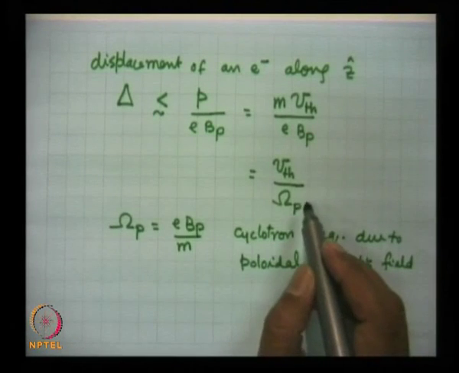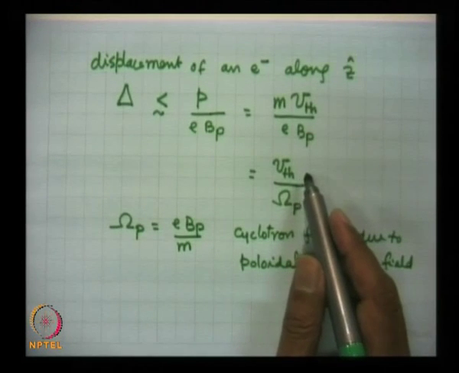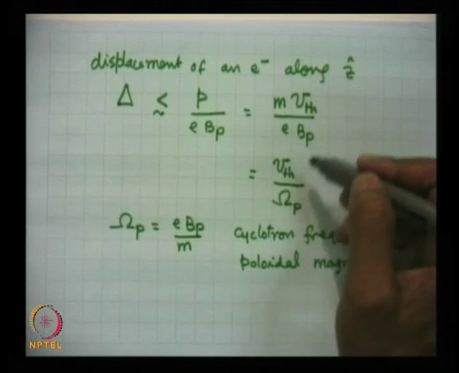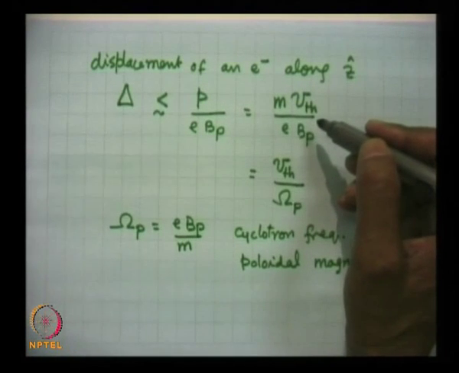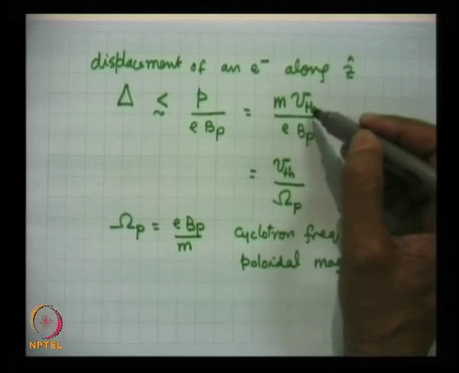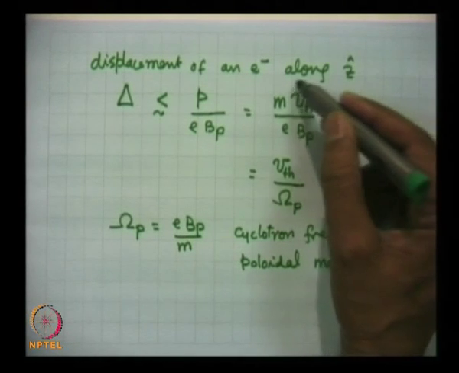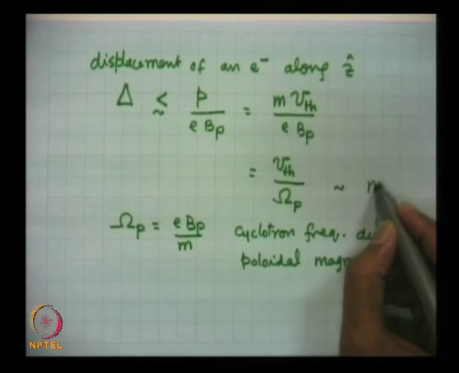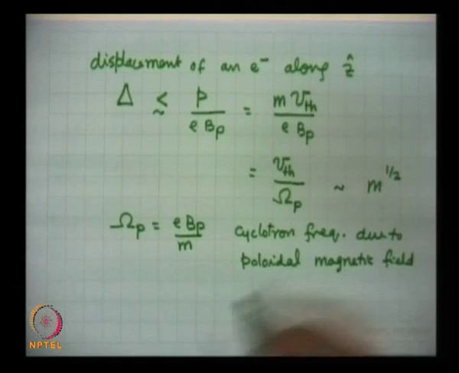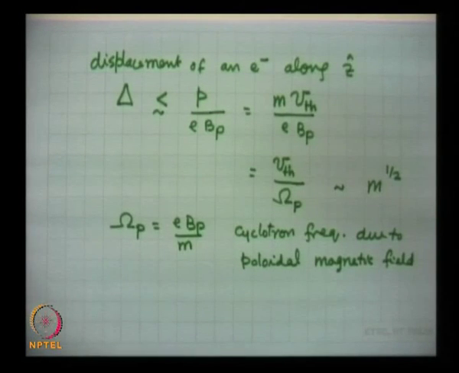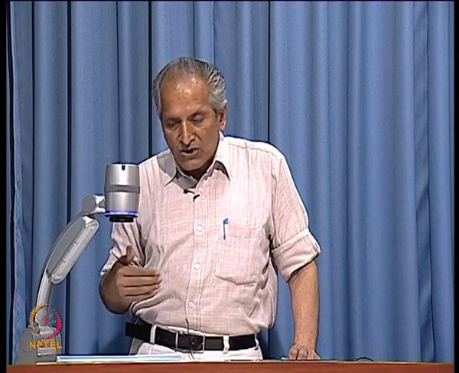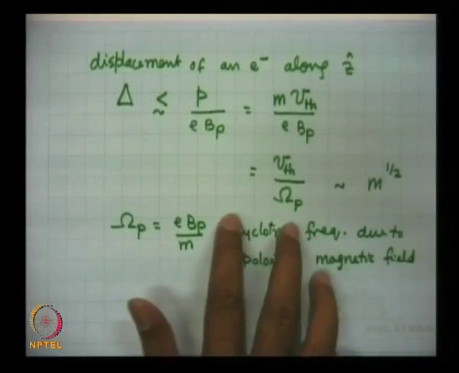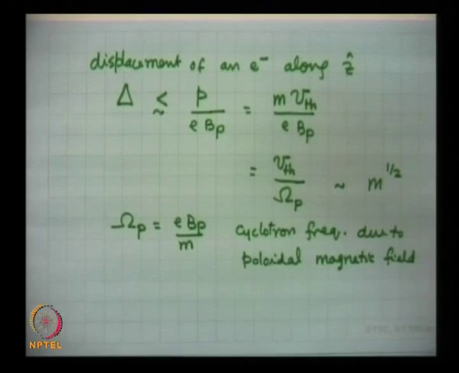You may note that this excursion delta could be more for the ion, because V thermal goes as 1 upon the square root of mass. So this entire quantity is proportional to the mass of the particle to the power half. This means electrons will be largely confined to within the center of the plasma, but ions can go a longer distance, and hence one must satisfy a condition that this delta should be much less than the minor radius of a tokamak.